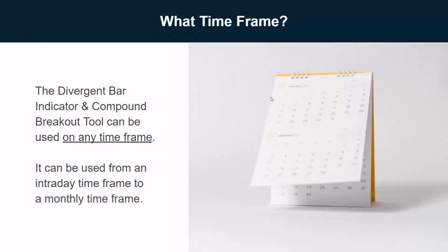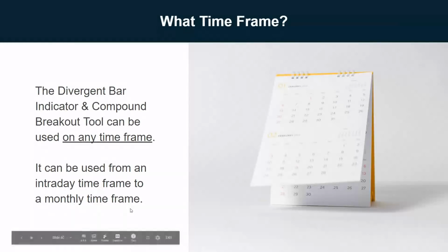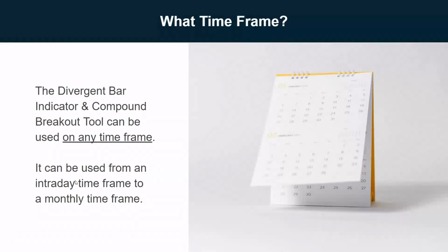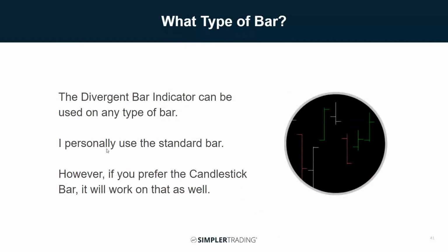So what time frame can these indicators be used on? Well, it can really be used on any time frame. The divergent bar indicator can be a little bit noisier on the smaller time frames, but still when you combine it with that compound breakout tool, it makes for a very clear signal. Whether you want to use it on an intraday time frame or on a monthly time frame, it works great. Certainly on the 1 hour time frame, I've had a lot of success using both of these indicators combined. So it's great on intraday to monthly.